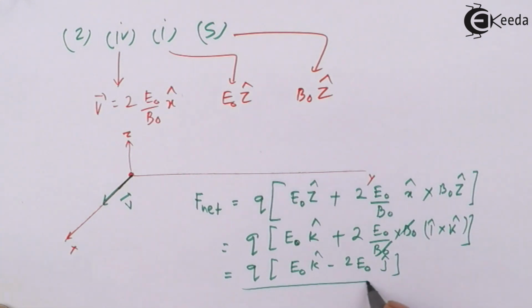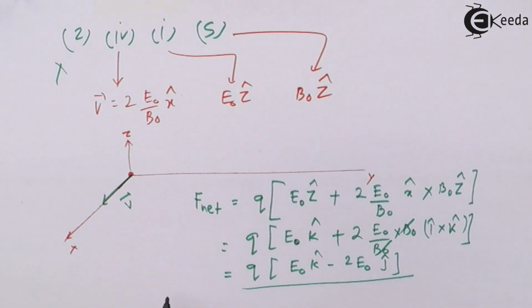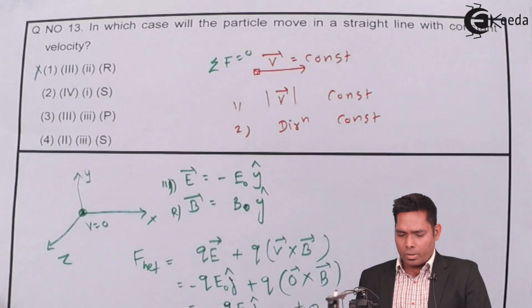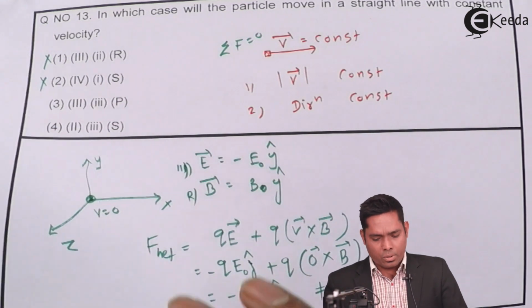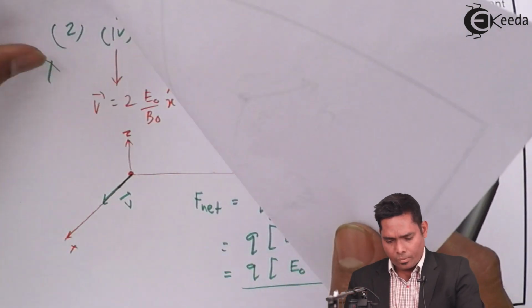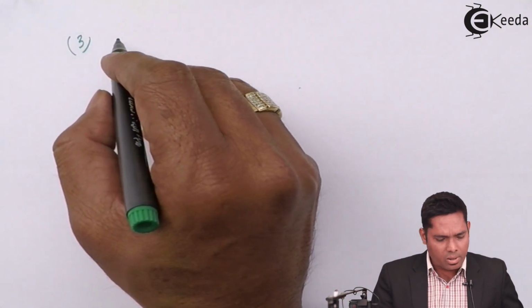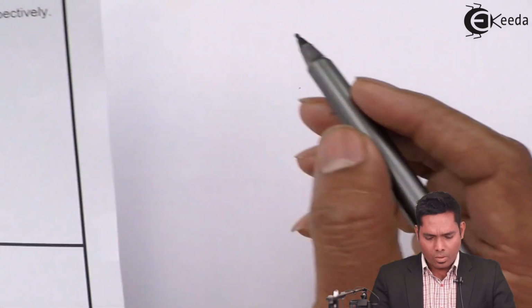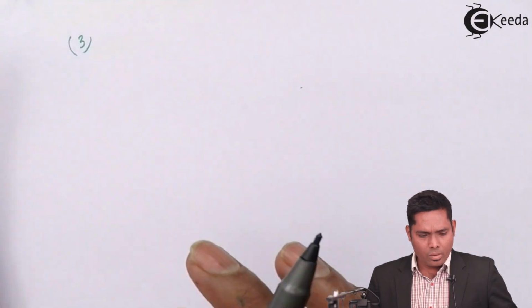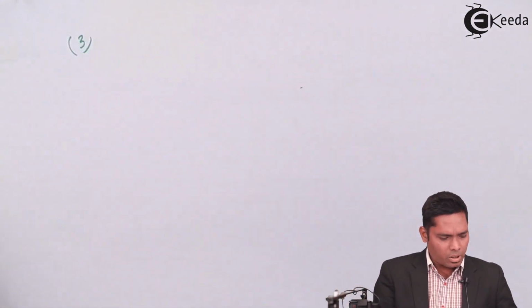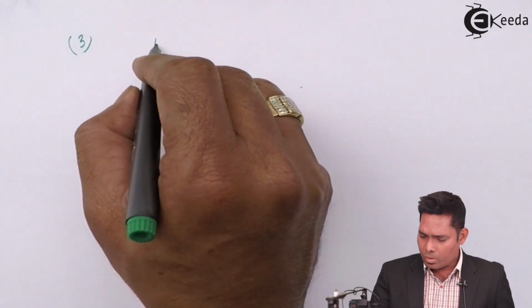So obviously this net force is not 0, so option number 2 is not correct. Let us try for option number 3. For question number 13, option number 3 states 3 and P.